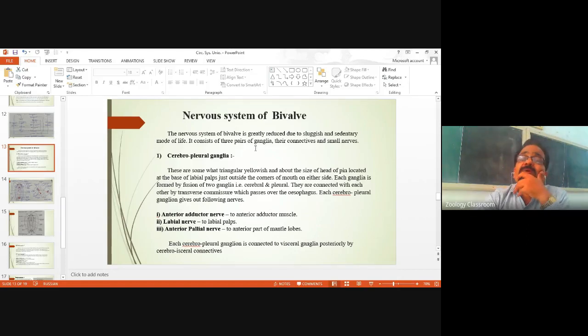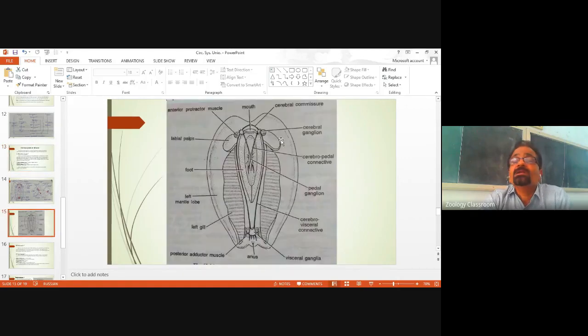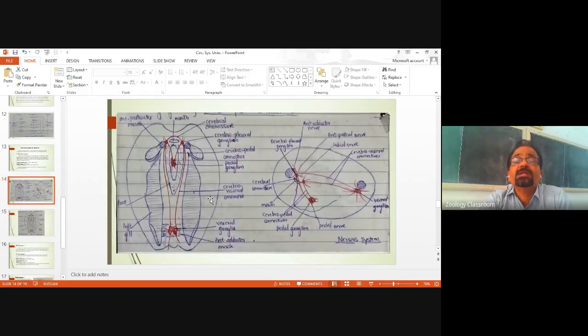It is made up of three pairs of ganglions, their connectives and small nerves. So what are these different ganglia that we are going to study? First one is the cerebropleural ganglia. Now let's see the location of the cerebral ganglia, or collectively it is called cerebropleural. Now, in this diagram, I will show this. This is the sectional view of the animal, and if you observe it sideways, this is the location here.